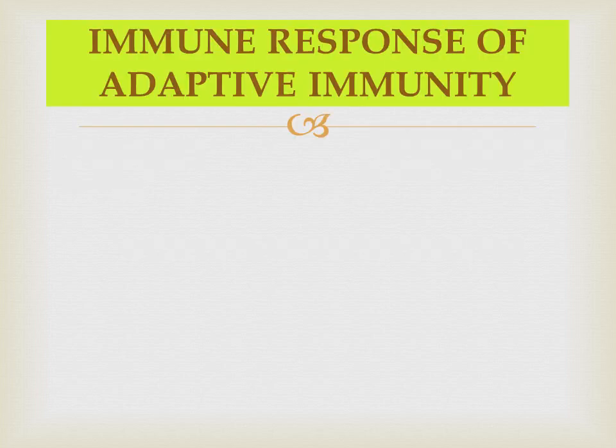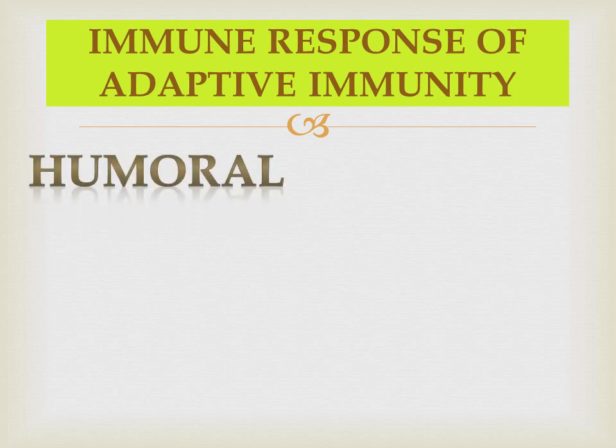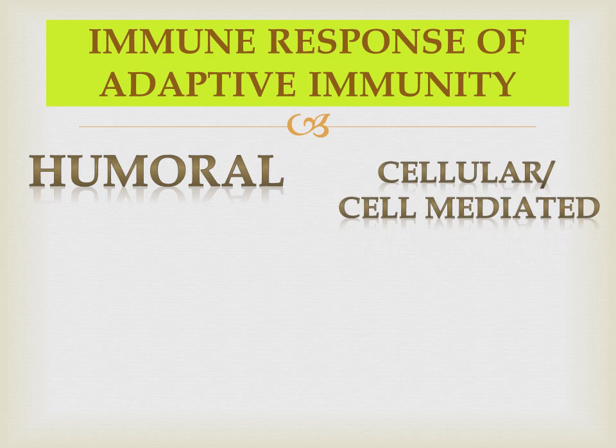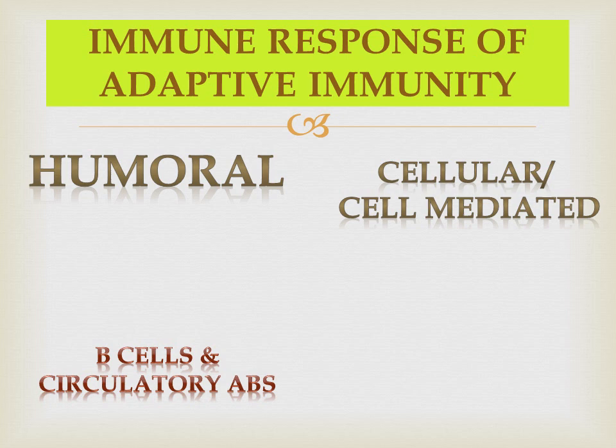Now the adaptive immunity. Up to the previous point we have talked about innate immunity, that is our own barriers. Now when a foreign organism has entered our body, there are two types of immunity that come into play. One is humoral. Humoral comes when an antibody is associated with killing of the pathogen. If the antibody is associated with killing of the pathogen, then that mode is known as humoral. Antibody is secreted by B cells, so B cells and circulating antibodies are related to humoral immunity.